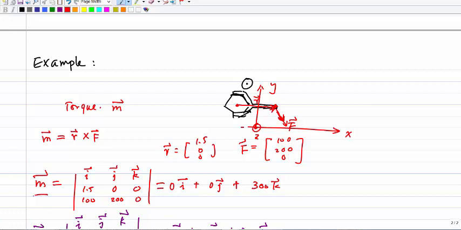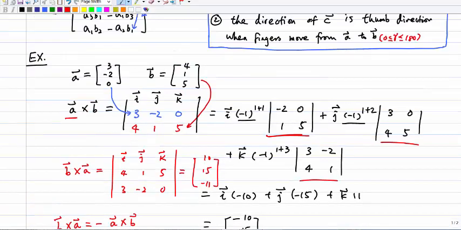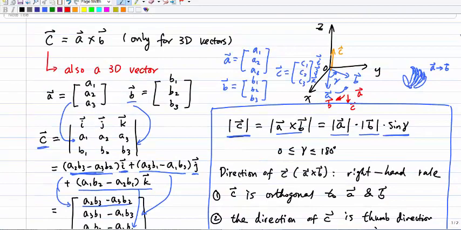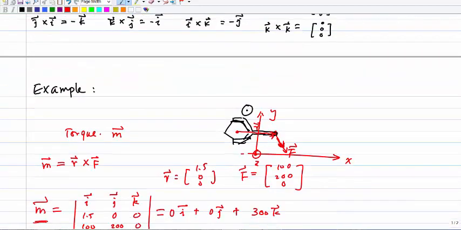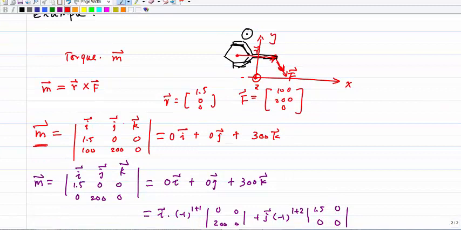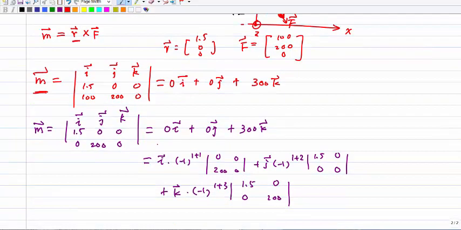So you can compute the torque, M, using the definition over here, by computing the cross product. The cross product is given by: first row is i, j, k; the second row is whatever comes first in my cross product, which is (1.5, 0, 0); and the last row is the force, (100, 200, 0). If I compute the determinant, the final solution will be 0i, 0j, and 300k. So that's how you compute torque.